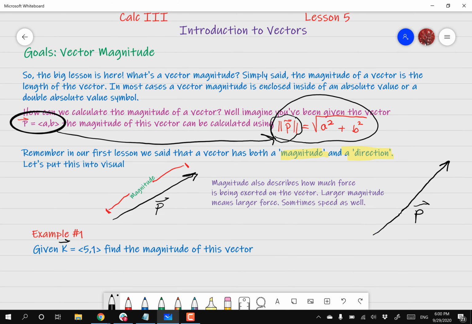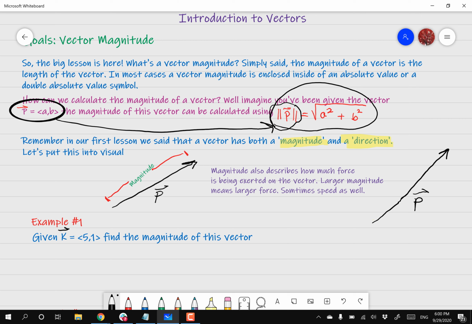And going down, remember that we talked about the direction. If you look at that vector P, it's got a direction, and we could say that the direction is probably northeast. Then the length of that vector P is going to be your magnitude. So in a nutshell, a vector magnitude is the length of a vector. A magnitude is the length of a vector, okay?